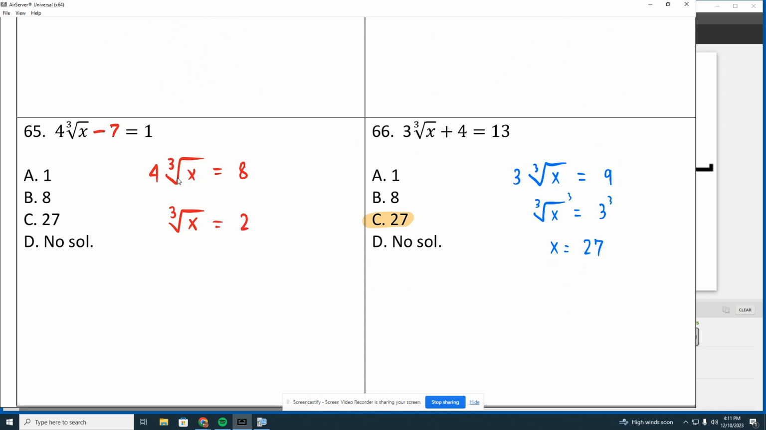Again, how do I get rid of cube root? I cube both sides. It will knock that cube root out, and x will equal 2 cubed. 2 times 2 times 2 is 8. Now go try it. The cube root of 8, sure enough, is 2. 2 times 4 is definitely 8. 8 minus 7 is 1. So yes, 8 is my solution.